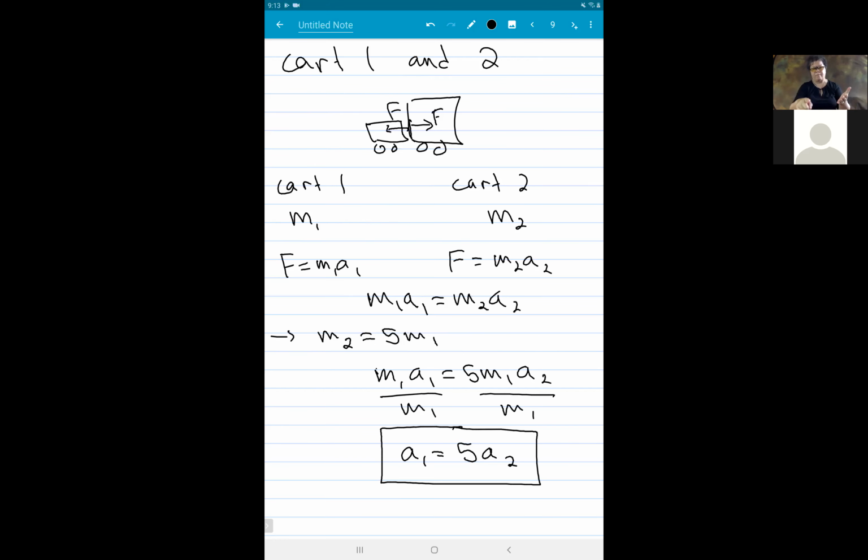So we have F1 is equal to F2. And they're actually here both equal to F. And then that gives us that A1 is equal to 5A2.